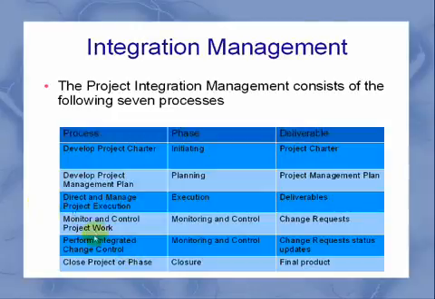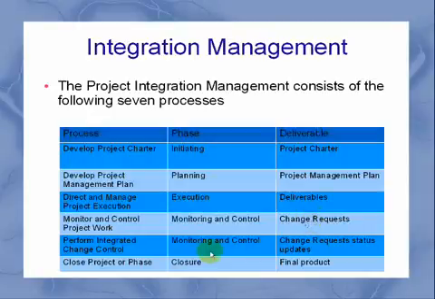We come to the next process, which is the monitor and control project work process, which is in the monitoring and control phase. And the key deliverable is the change request. So if you find any bug or any enhancement in the monitor and control project work process, then the deliverable or the output of the process is the change request.